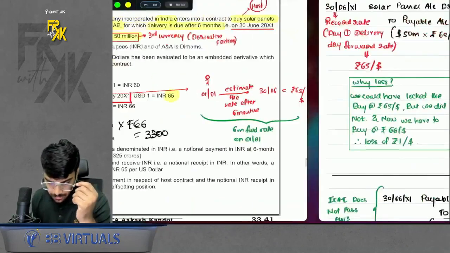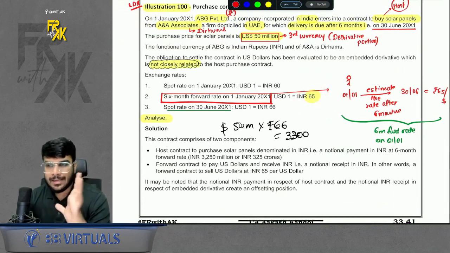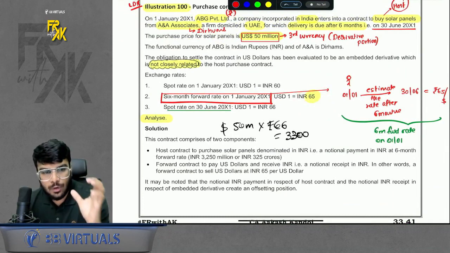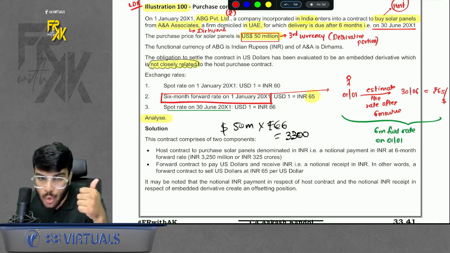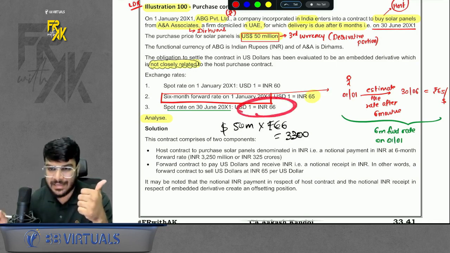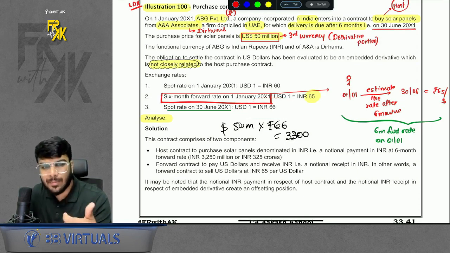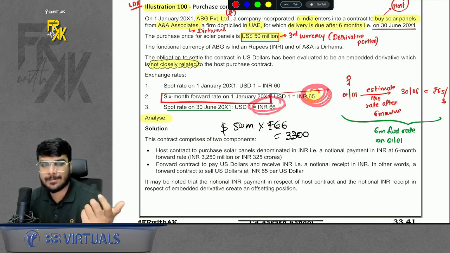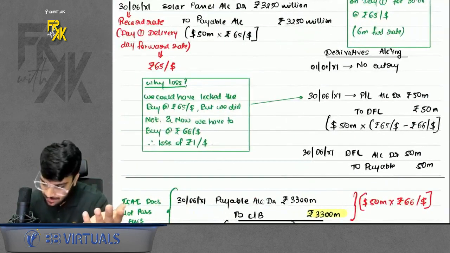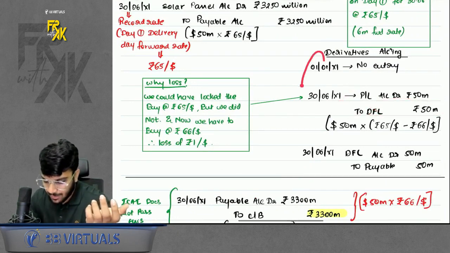What about on the maturity date? On the maturity date, just ask yourself one question. If you wanted to fix a buy price, you could have fixed at 65. Did you fix it? No. Now you have to buy at 66. Profit or loss? Favorable or unfavorable? Of course unfavorable. You did not fix the buy price at 65. Now you have to buy at 66. Unfavorable for you. So, derivative financial liability. Okay. So in this question, in the derivative part, there is a loss.